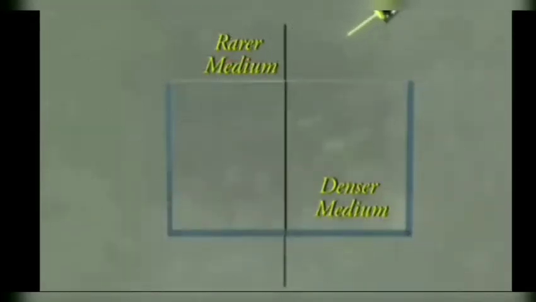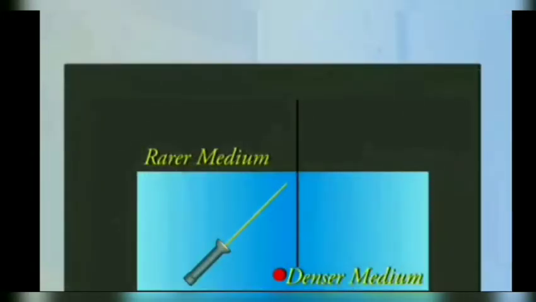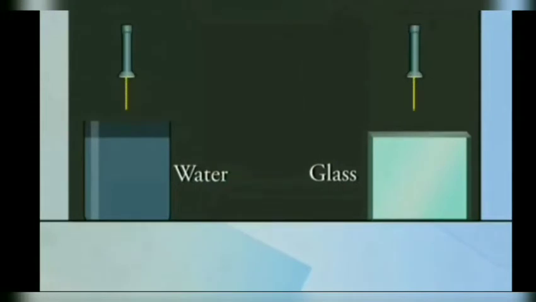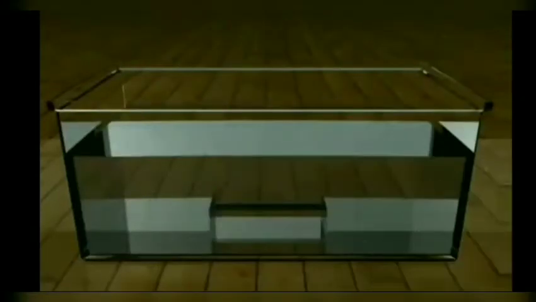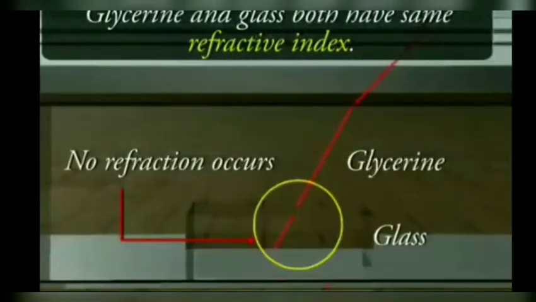The direction of the bending of light depends upon the optical density of the two media. In going from an optically rarer to a denser medium, the ray of light bends towards the normal. When light travels from an optically denser to a rarer medium, it bends away from the normal. When light is incident normally on a boundary of two media, no change in the direction of light occurs. No refraction occurs at the boundary that separates two media of equal refractive index.